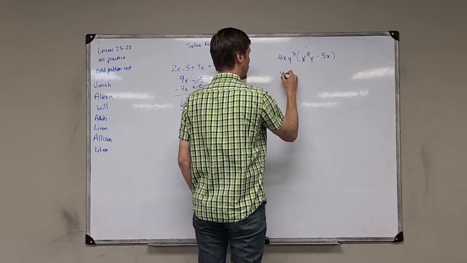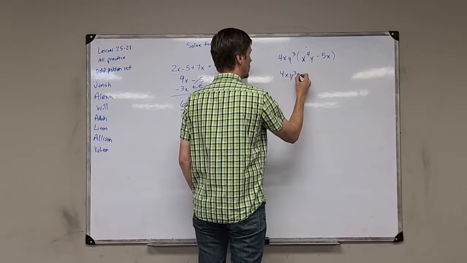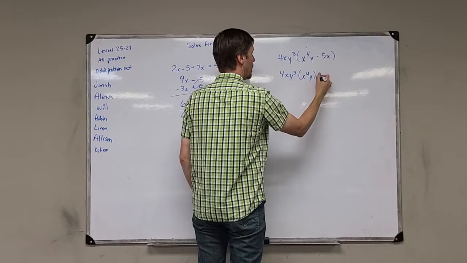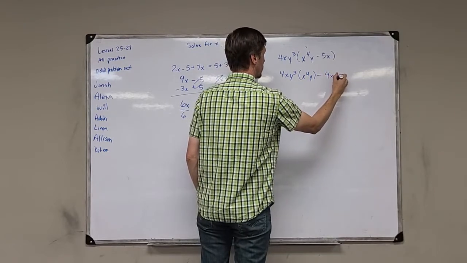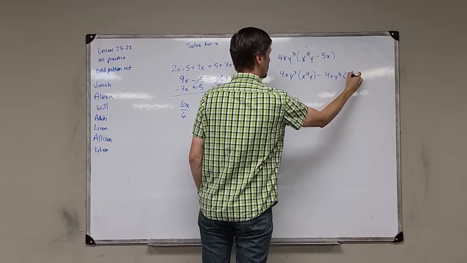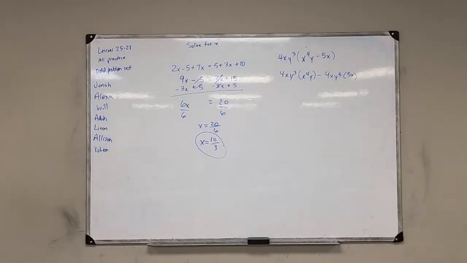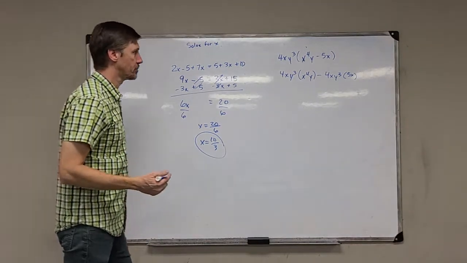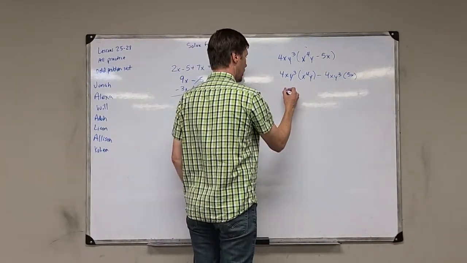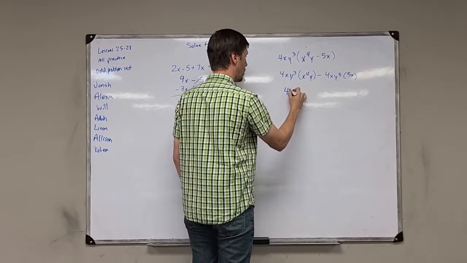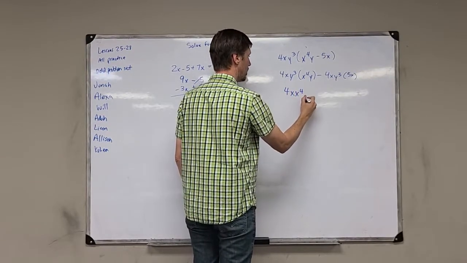So here's what we're going to do. 4x y cubed times x to the 4th y minus 4x y cubed times 5x. Okay? So it's multiplying both of those. So I'm going to rewrite those with our x's, and I'm going to write it in alphabetical order again, just so that we don't miss something, right?